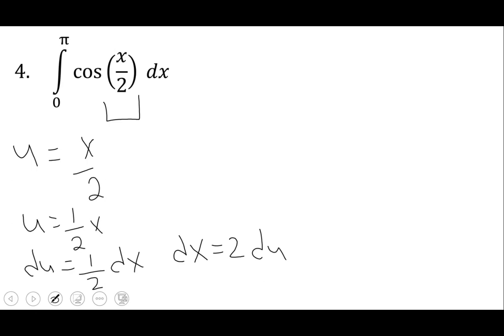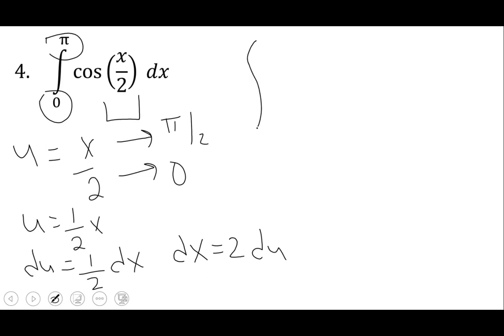After you have changed all your variables from x's to u's, you have to go ahead and change your bounds. So I'm going to start by plugging in the upper bound, which is pi. If you now do pi over 2, that of course gives you pi over 2. If you plug in the bottom bound, which is 0, divided by 2 is, of course, still 0.